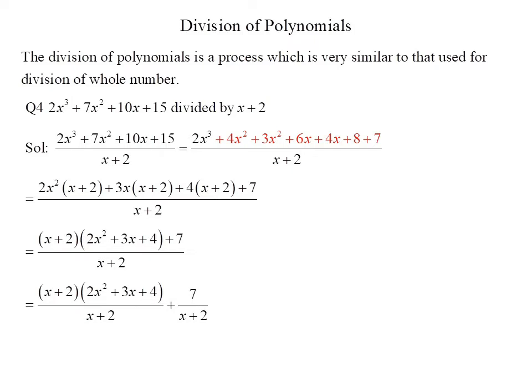After separating all the terms having x plus 2 from the constant 7 in the numerator, the entire fraction can be separated into two parts. In the first part, since both the numerator and the denominator have the term x plus 2, they can be cancelled out. So the result of such a division is 2x squared plus 3x plus 4 plus 7 over x plus 2. Here, the quadratic trinomial is the quotient, and 7 is the remainder.